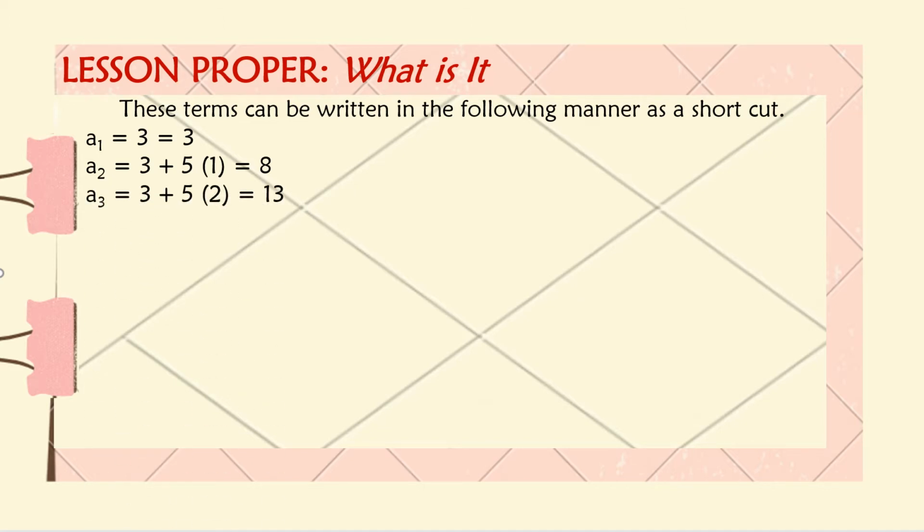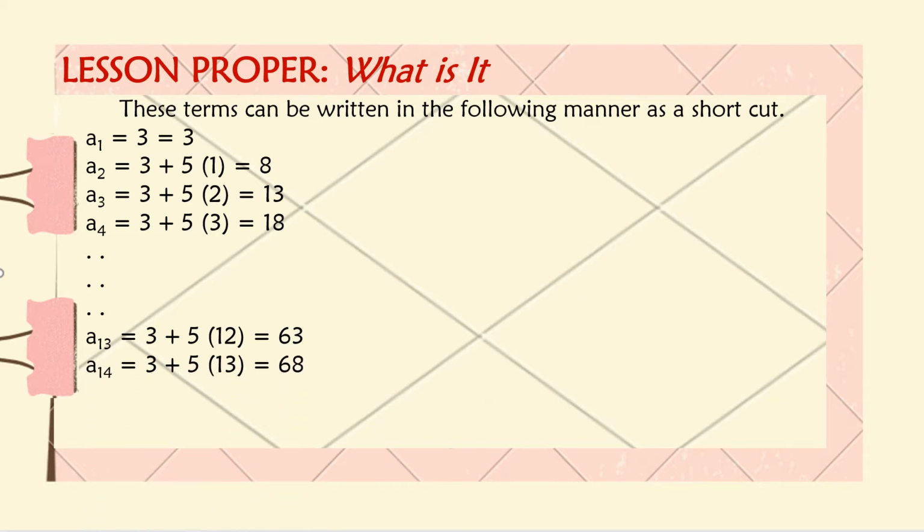For our a sub 3, we have 3 plus 5 multiplied by 2, so that is 13. Then a sub 4 is equal to 3 plus 5 multiplied by 3, so that is 18. And so on. We have a sub 13, which is 3 plus 5 times 12, so that is 63. Then a sub 14 is equal to 3 plus 5 times 13, which is equal to 68.